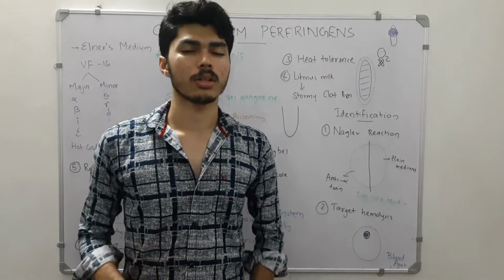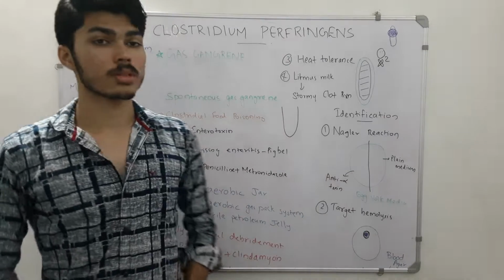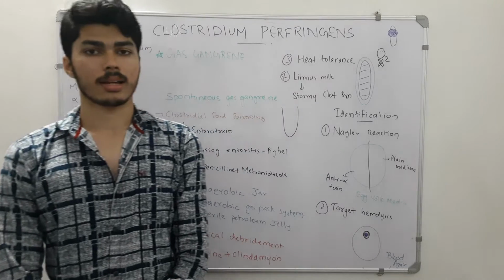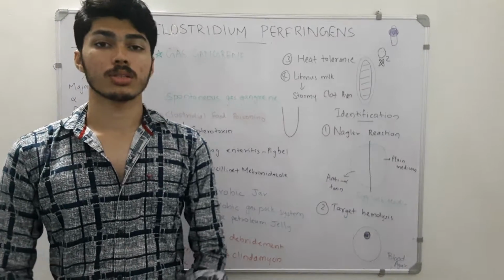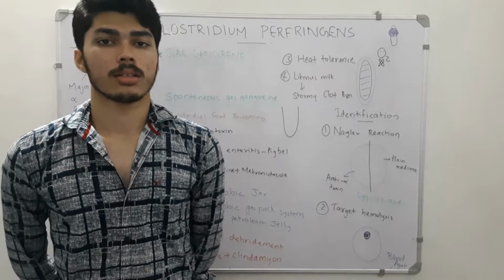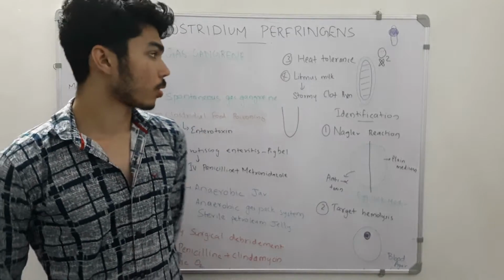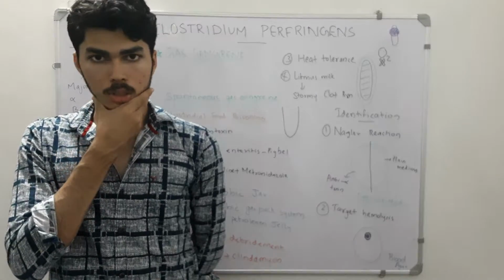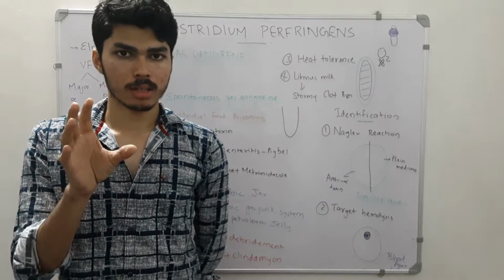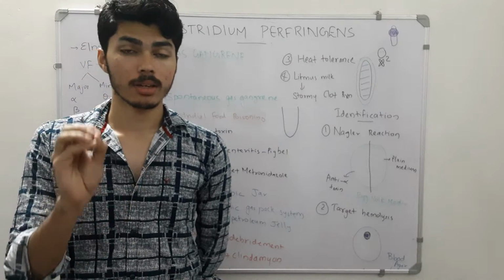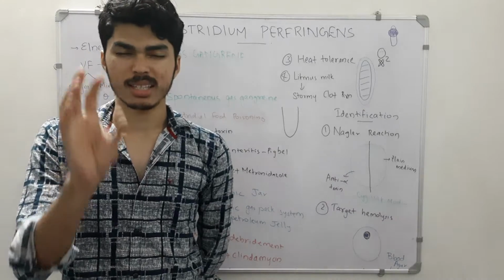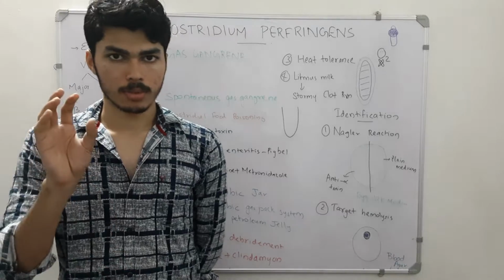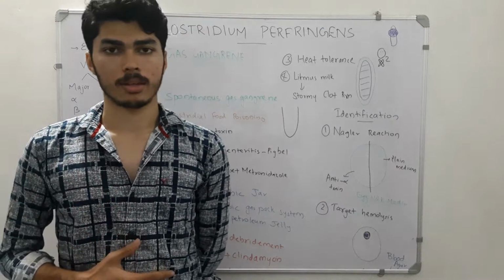So now I will be talking about Clostridium perfringens. The majority organism that is responsible for gas gangrene is Clostridium perfringens. To treat such conditions, it is very important to know exactly which organism is causing the gas gangrene, because of the medical treatment.